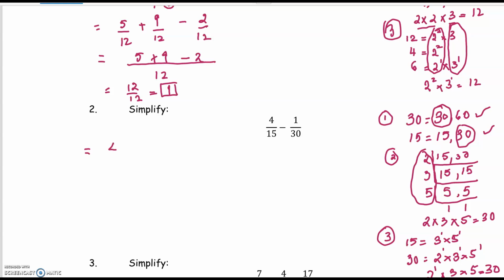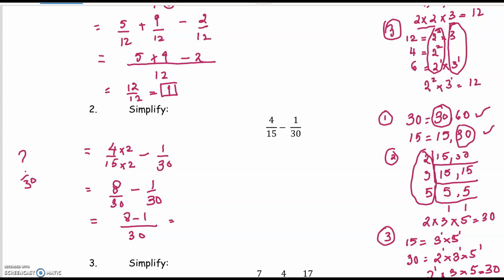So here, 4 over 15 now has to change to something over 30. And what do we do? 15 times 2 is 30. We do the exact same thing to the numerator. Now the next number has 30 in the denominator, so we don't need to change anything. 4 over 15 is the same as, in value, 8 over 30 minus 1 over 30. So this is equal to 8 minus 1 over 30, which is 7 over 30.